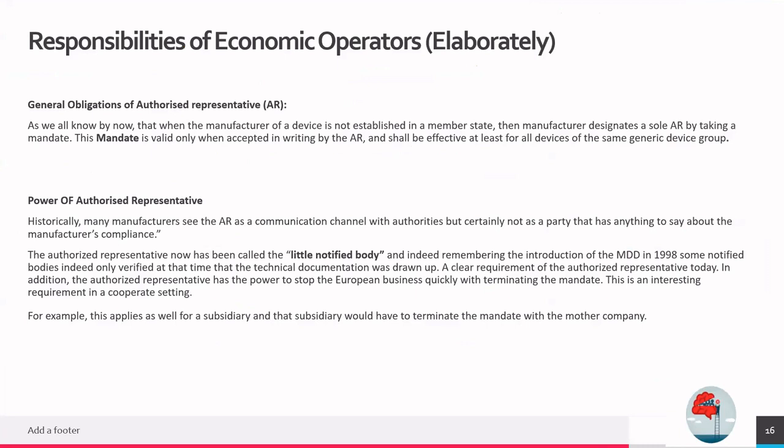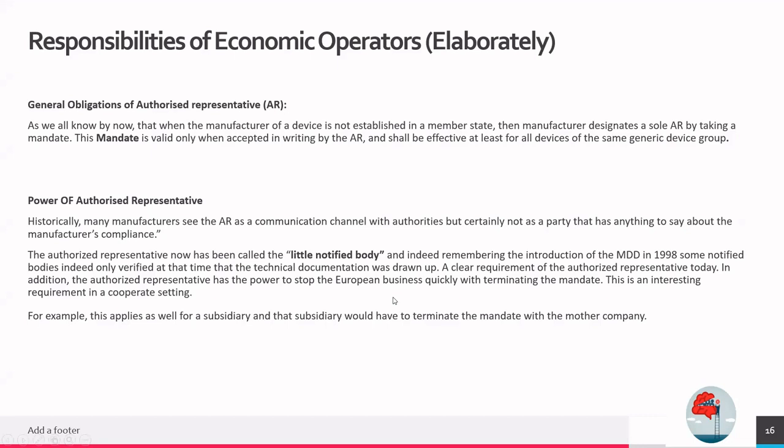For that, first we have to realize the power of an authorized representative. Okay, so as you all know by now, when the manufacturer of the device is not established in a member state, the manufacturer designates a sole authorized representative by taking a mandate, a written agreement. Okay, this mandate is only valid when accepted in writing by the authorized representative and shall be effective at least for all the devices of the same generic device group. Okay, so power of authorized representative.